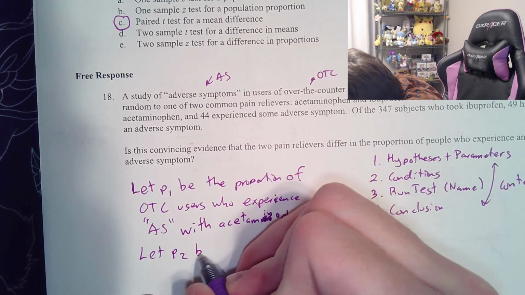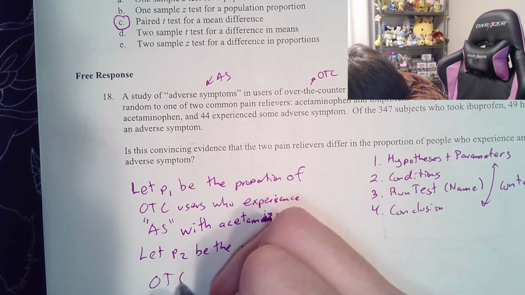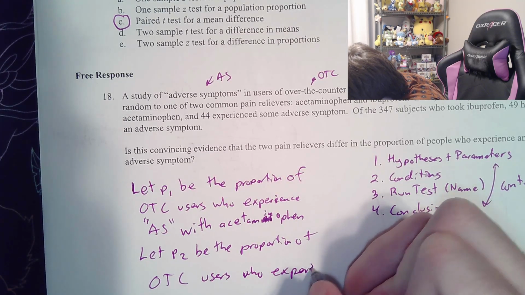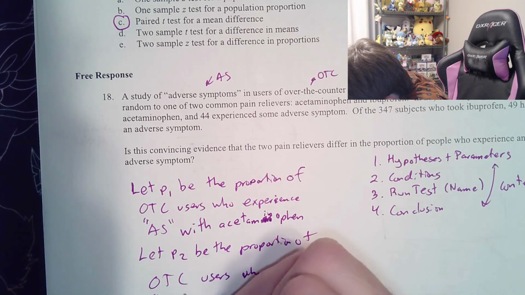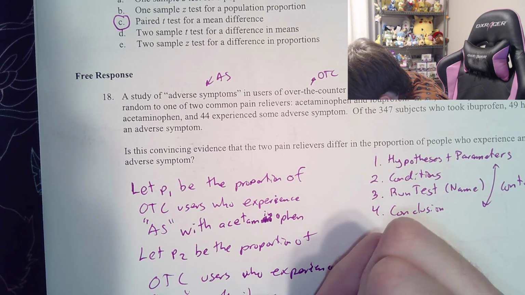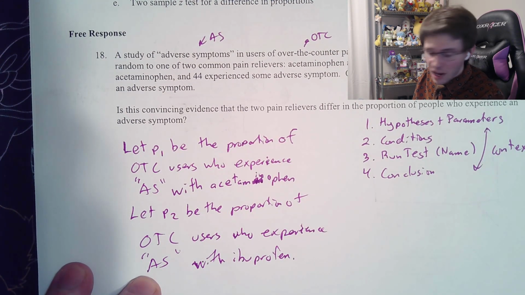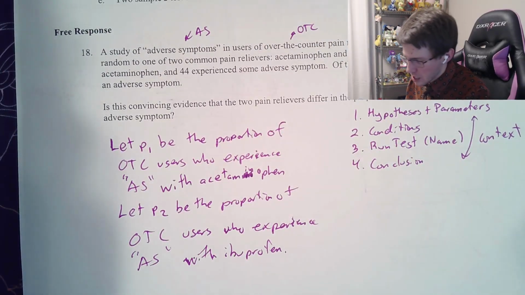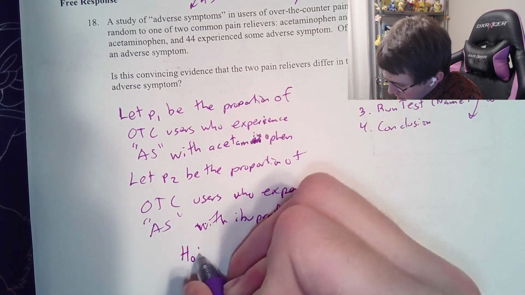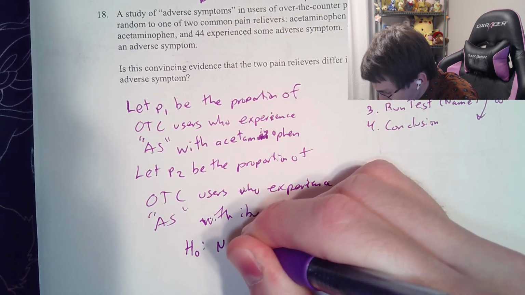All right, let P2 be the proportion of OTC users who experience AS with ibuprofen. For those who don't know, acetaminophen is Tylenol, ibuprofen is Advil. Those are just the brand names, anyways. And our null hypothesis, H naught, is going to be that they are equal to each other, as is usually the case with these.